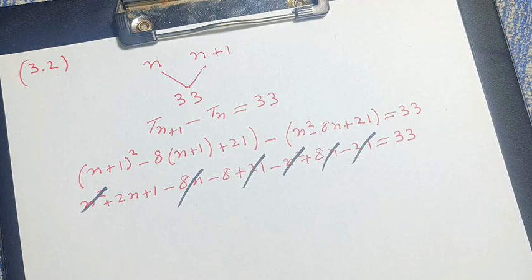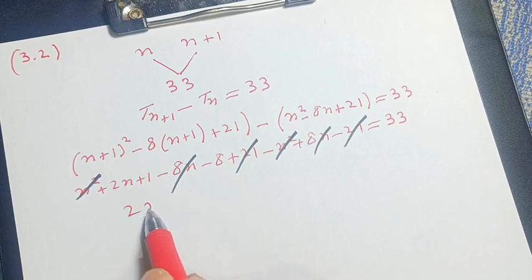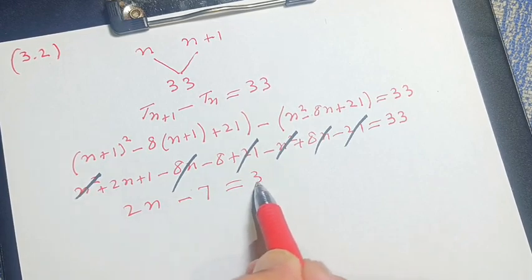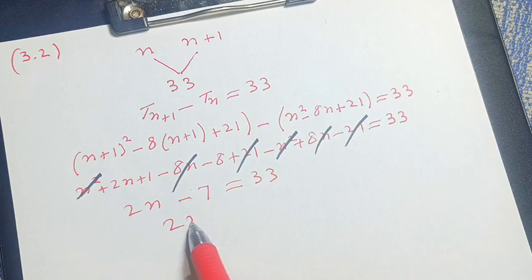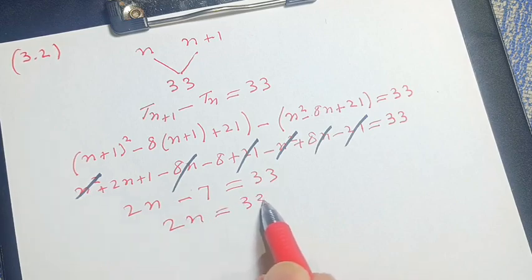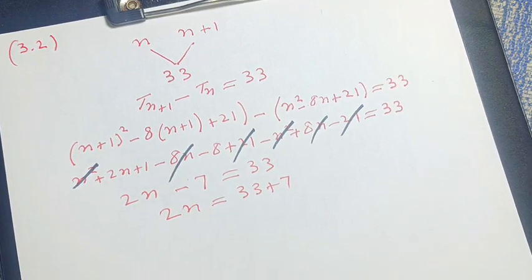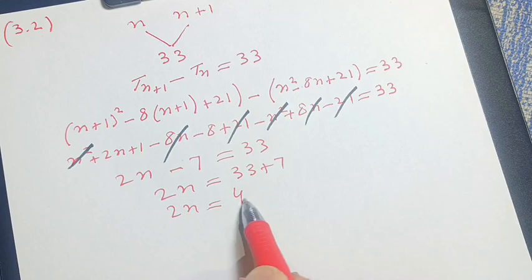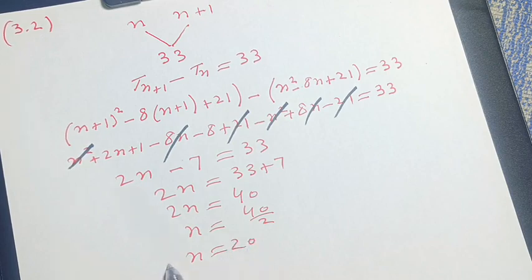So we are left with 2n. Positive 1 and negative 8 is negative 7, is equal to 33. So I'm going to solve for n here. 33 plus 7, the negative 7 switches over to this side and becomes positive, so 2n is equal to 40. So n is going to be 40 divided by 2, so n is 20.